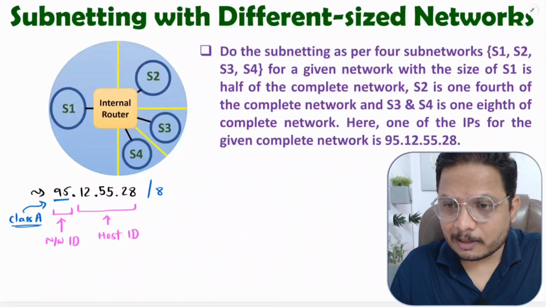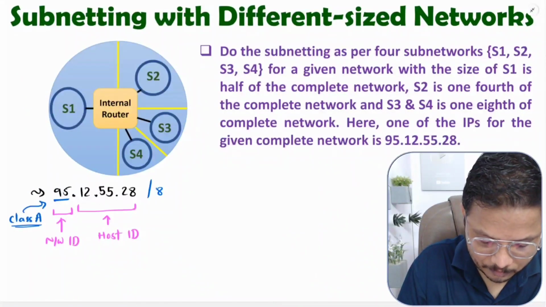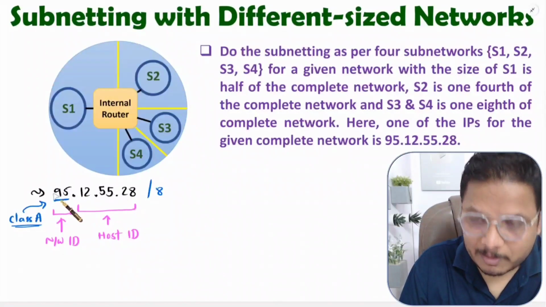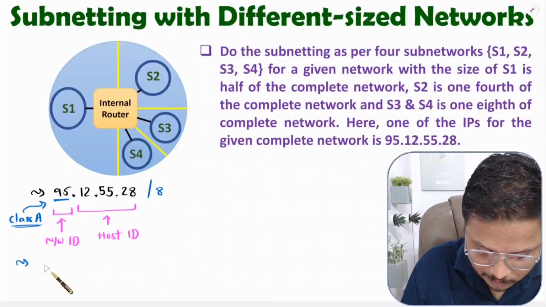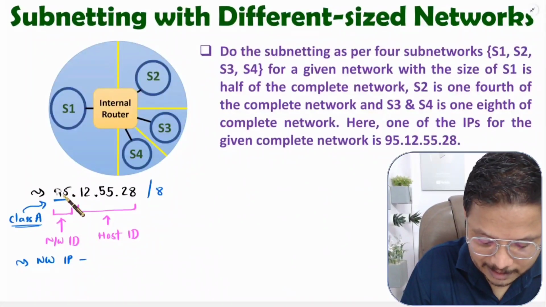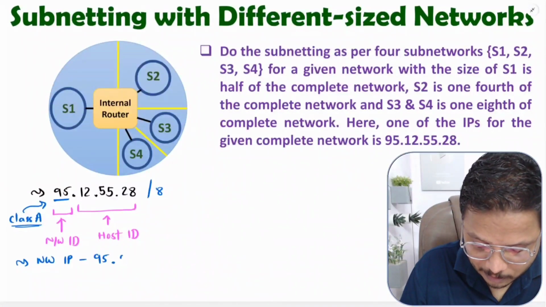Now there is some basic information that you should know, like with this particular IP, what will be the network IP? With class A, what will be the network IP? The network ID will remain as it is, and the other octets will be 0.